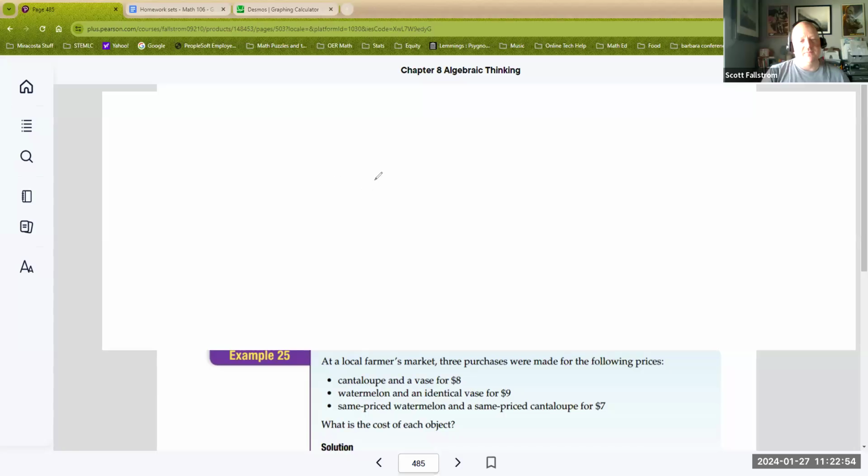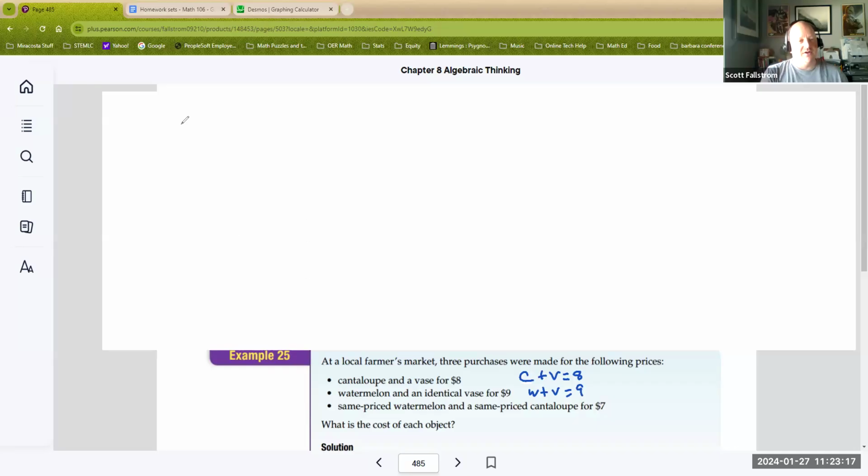So if you're looking at that, then you could create equations that say a cantaloupe plus vase is 8. A watermelon plus a vase is 9, right? I mean, you could go through and do these, but there are a couple ways you could do it visually, and especially when you're working with younger kids, that might be even easier.